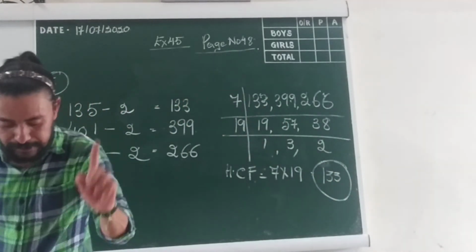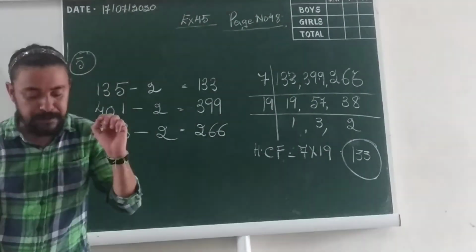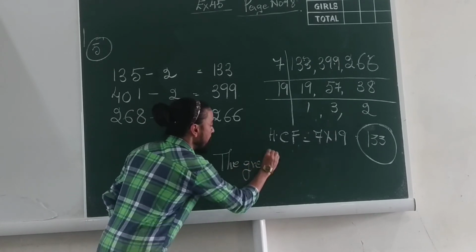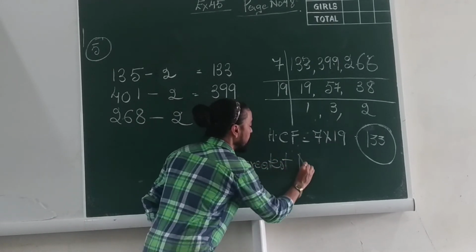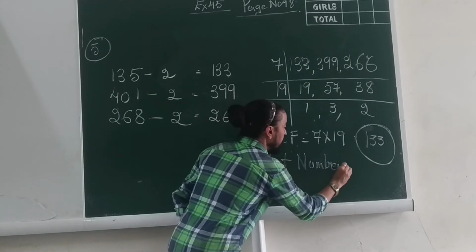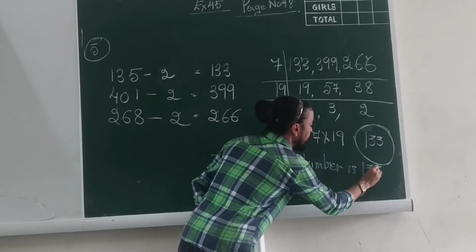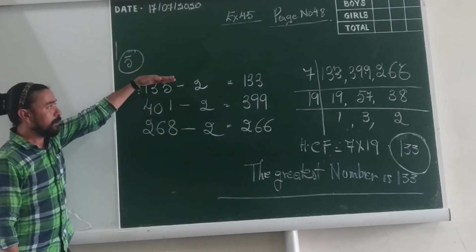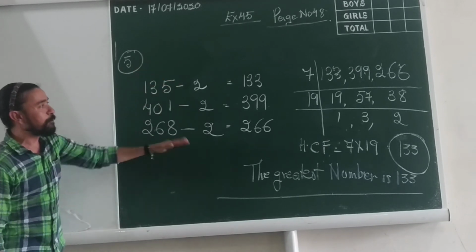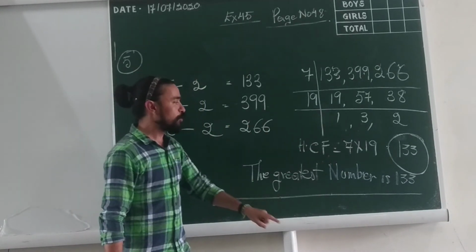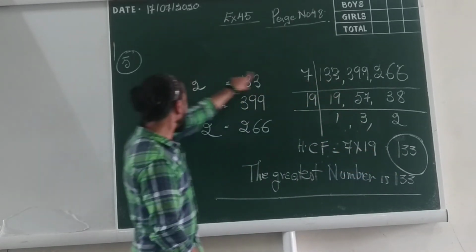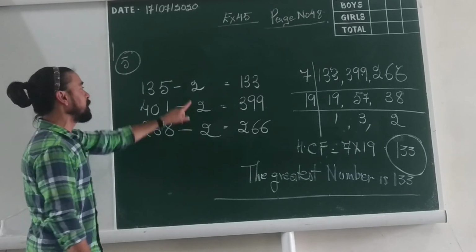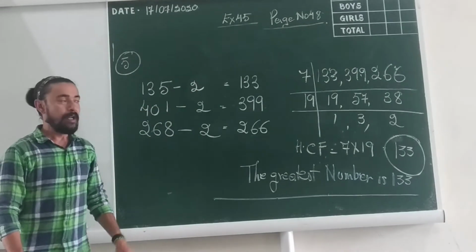You don't end there, it says find the greatest number. So you will have to write the final statement. The greatest number is 133, and that's how you do this sum. So once again, remember the remainders have to be subtracted from the numbers and then the HCF found. So what we mean to say is 133 will divide all these numbers, 135, 401, 268, every time leaving a remainder of 2. I hope you understood this sum.